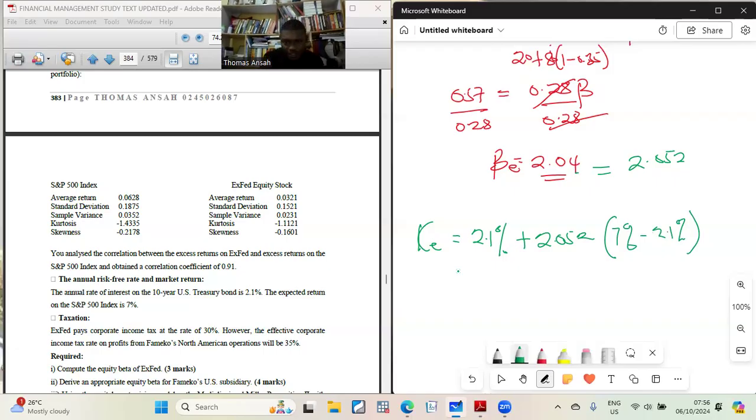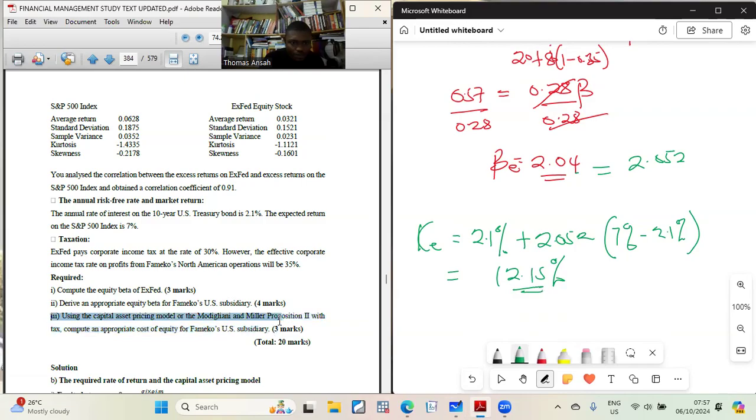So basically, this is it. Now you go ahead and do this. I just multiply my answer into bracket 7 minus 2.1, bracket close. That side gives me 10 point something. Then when I do the plus 2.1 here, it gives me 12.15. So basically, that's my answer. That's it.